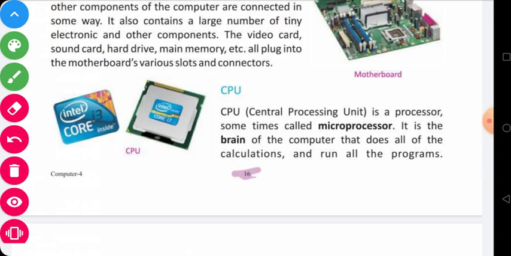You can see the image of the computer system's CPU, which is called the processor. Here is an example of two processors: the Intel Core i3 processor and the second one, the Intel Core i7 processor. The i7 processor is the advanced version, whereas the Intel Core i3 is the lower version of the computer processor. So these two are the processors which we can install on the motherboard.